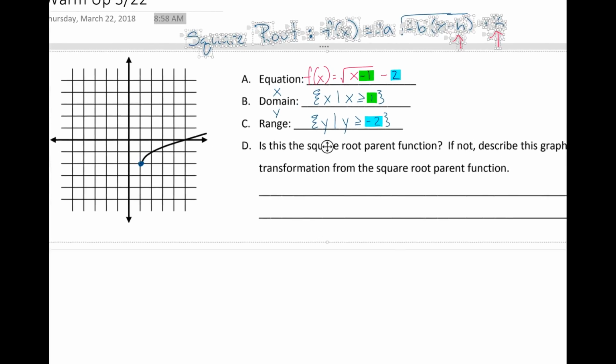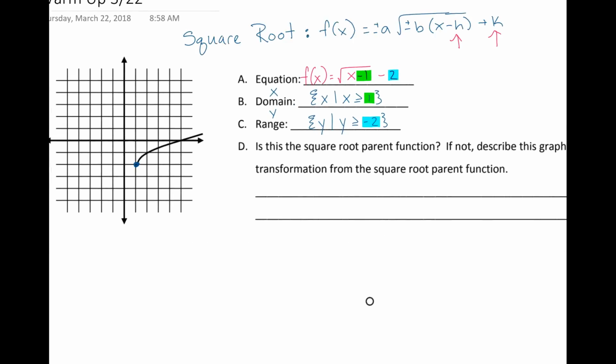And then the question asked, now I was really lenient when I was telling you if this was correct or not. Not very many people answered it to the 100% correctness I was expecting. Is this the square root parent function? No. Is it still a square root function? Yes, it is. It's just not the parent function. So you put no. It is not the parent function.